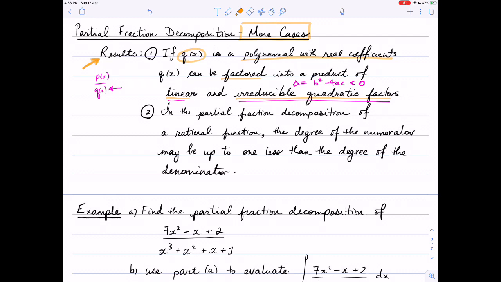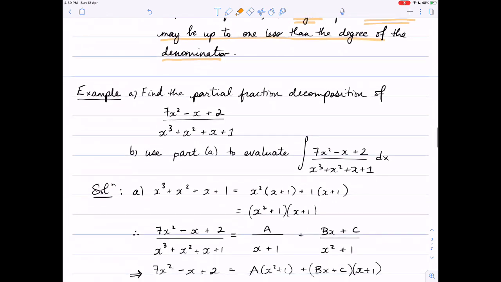The second thing that we are going to base ourselves on is the second result here. In partial fraction decomposition of a rational function, the degree of the numerator of a resulting fraction that's part of the sum or the difference of fractions may be up to 1 degree less than the degree of the denominator. So that's maybe hard to imagine when just said in words, so let's look at the following example.